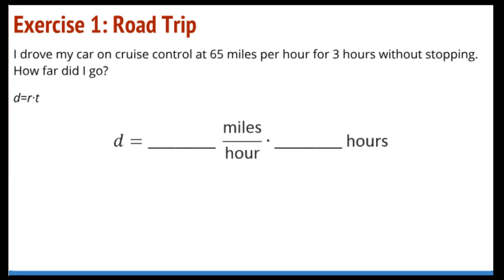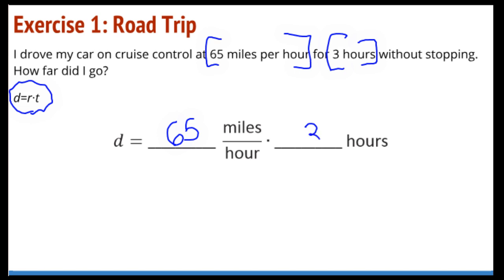All right, so exercise 1, road trip. I drove my car on cruise control at 65 miles per hour for 3 hours without stopping. How far did I go? And right here we have the equation. The distance is equal to the rate multiplied by the time. So right here we have a rate, 65 miles per hour, and we have a time, 3 hours. And the question is, how far did we travel?